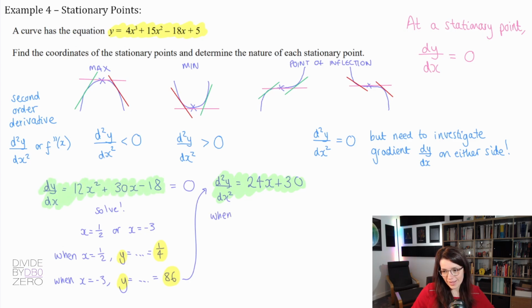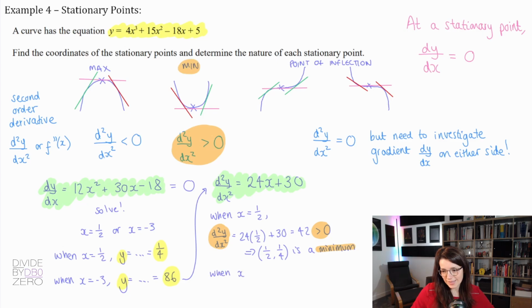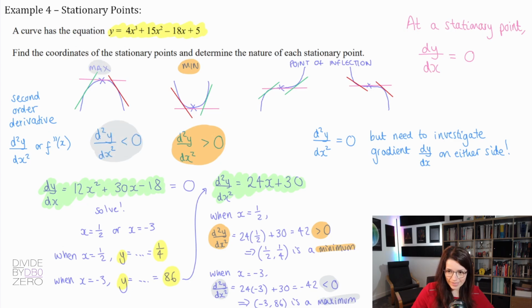You then substitute your x values in. So when x equals a half, the second derivative is 24 times a half plus 30, which equals 42, and that's greater than 0. That means that the stationary point (a half, a quarter) is a minimum, because we said that if the second order derivative is greater than 0, it's a minimum. For the other one, when x equals -3, subbing that into our second derivative gives us -42, less than 0, which means the point (-3, 86) is actually a maximum. Second derivative less than 0, maximum, as we said up here.